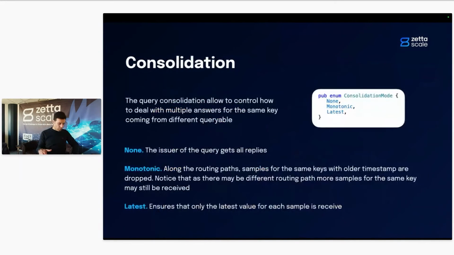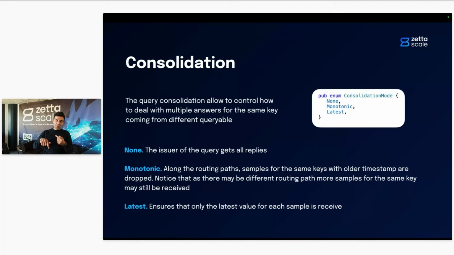And then in terms of consolidation, there are really 3 options. None, which means the querier gets all the replies, and then it's you that sorts them out. Monotonic, which means along any routing path, for samples of the same key, the older timestamps are dropped, so you only receive the latest timestamp. But it means that potentially, if you have multiple routing paths leading to you, and on those routing paths there were queryables that were triggered, and you are receiving the same data, perhaps with the same timestamp, on your receiving side, you will still get two duplicates of the latest value of the given key.